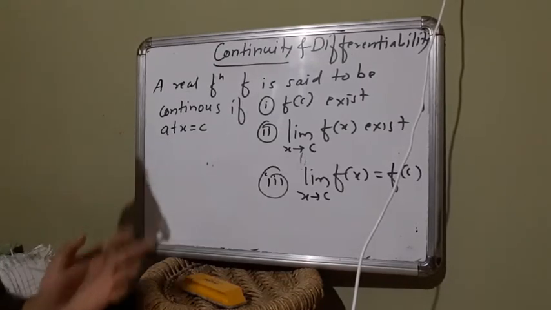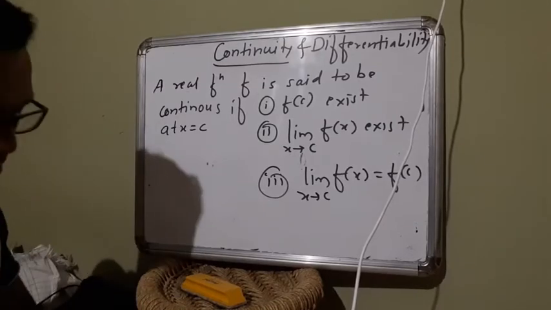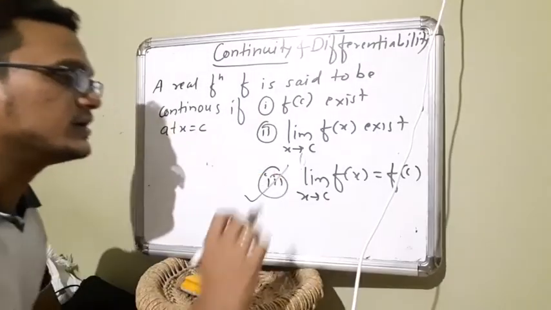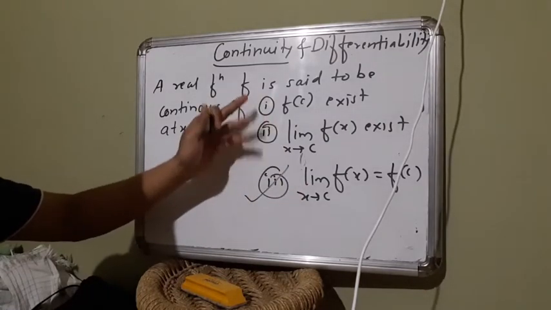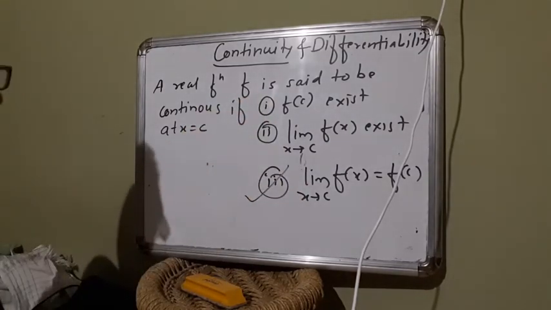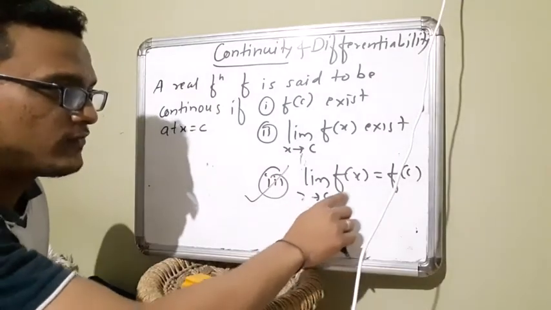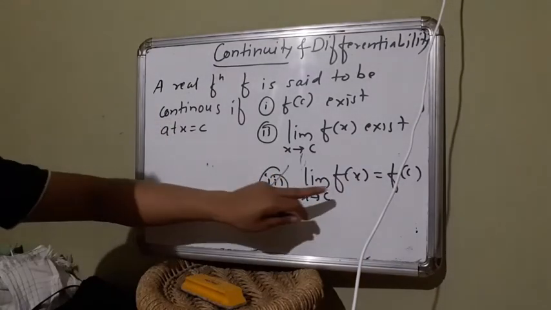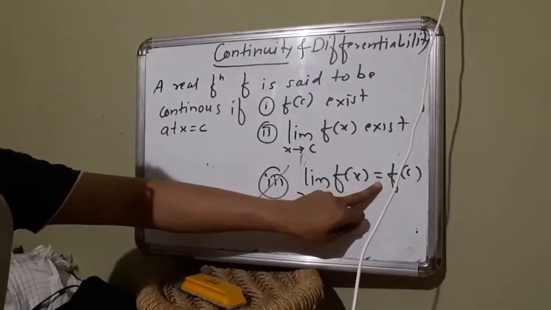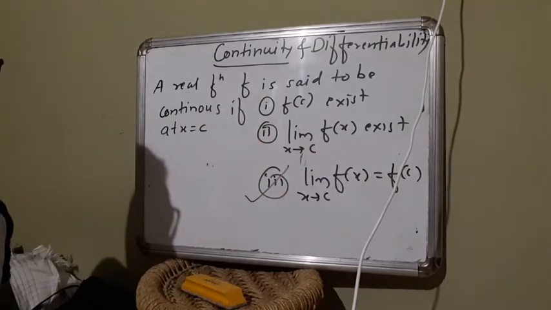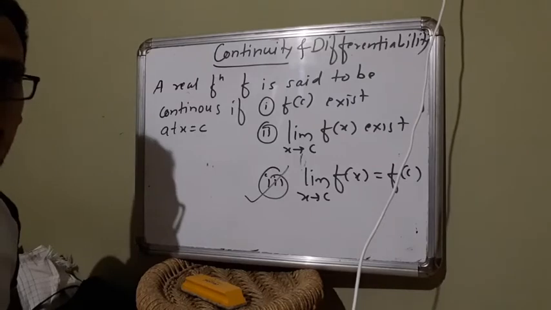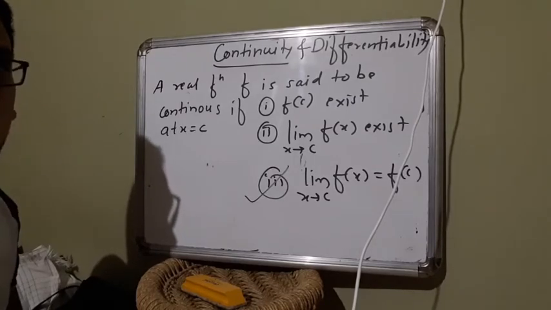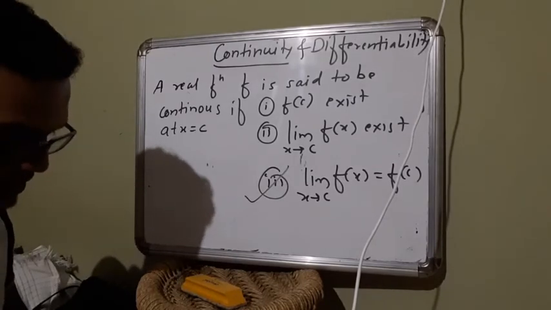Or simply, to say that the function is continuous, this third condition must be satisfied, because in this third condition the first two conditions are already present. So limit x tends to c, f of x is equal to f of c, both should be equal. Then we can say that the given function is continuous. If this is not equal, then you have to conclude that the given function is not continuous.